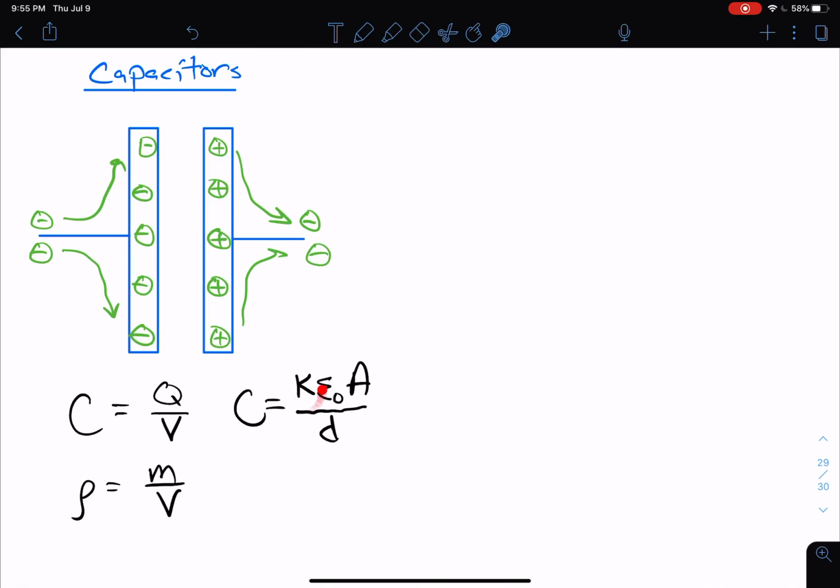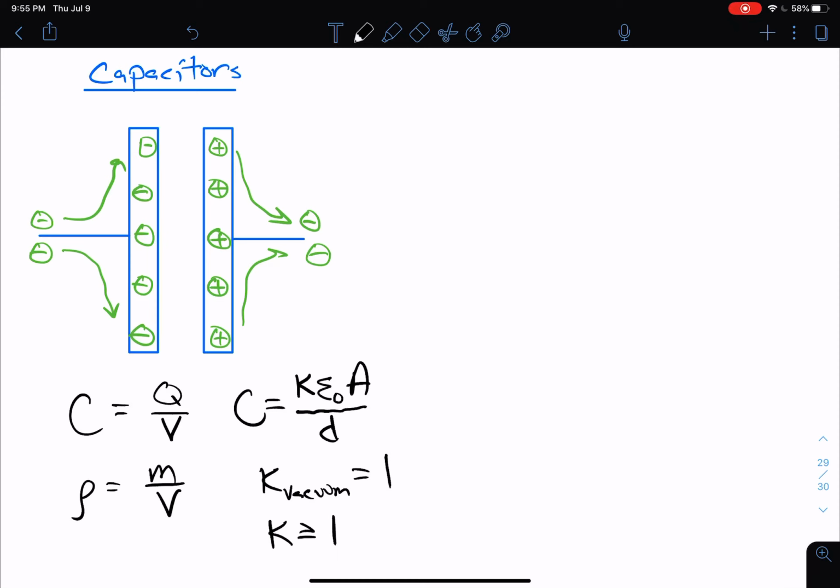The dielectric constant also plays a role. In other words, the dielectric matters. That's going to be directly proportional to the capacitance. In this particular case, I'm dealing with a vacuum because there's nothing between the plates. For a vacuum, K equals 1. In general, K is greater than or equal to 1.